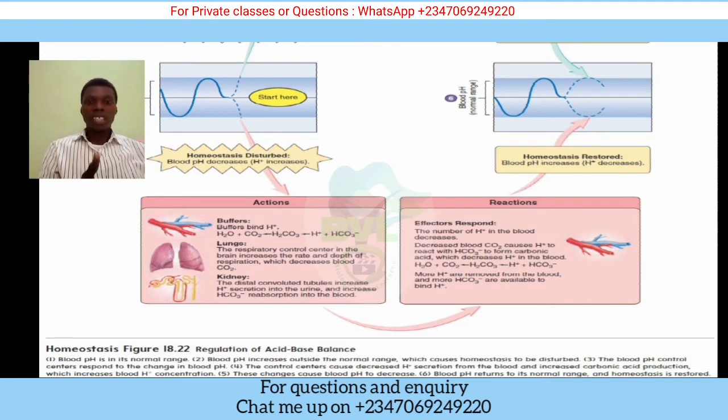There, the number of hydrogen ions available in the blood decreases. I'm talking in reference to the kidney alone. This is down here. More hydrogen is removed from the blood, and more HCO3 is available for binding. Hope that is clear enough. Then the pH is restored back at number 6.